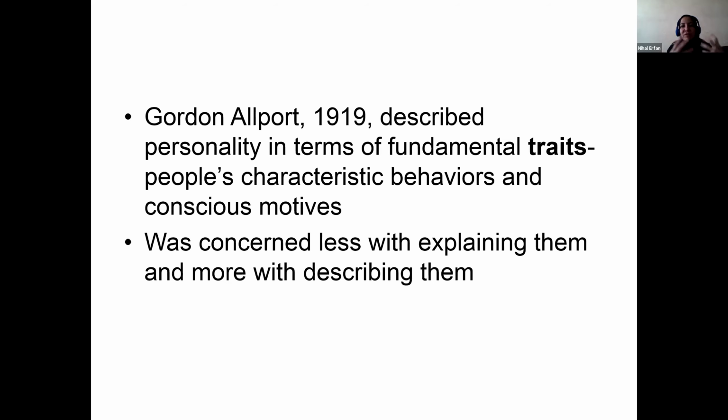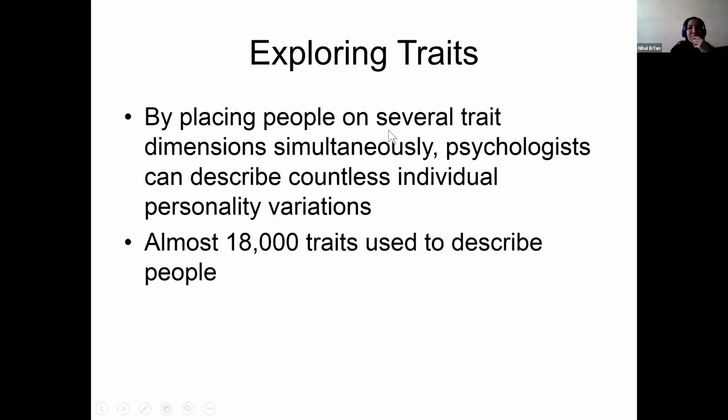So a disorder obviously is dysfunction, an impairment of function. But some of us have traits, okay, that are not the best, but they don't impair our function. Your traits are kind of like who you are, right? So he was concerned less with explaining them and more with describing them. That was his focus, right? By placing people on several trait dimensions simultaneously, we can describe countless individual variations. So there are almost 18,000 traits that are used to describe people.